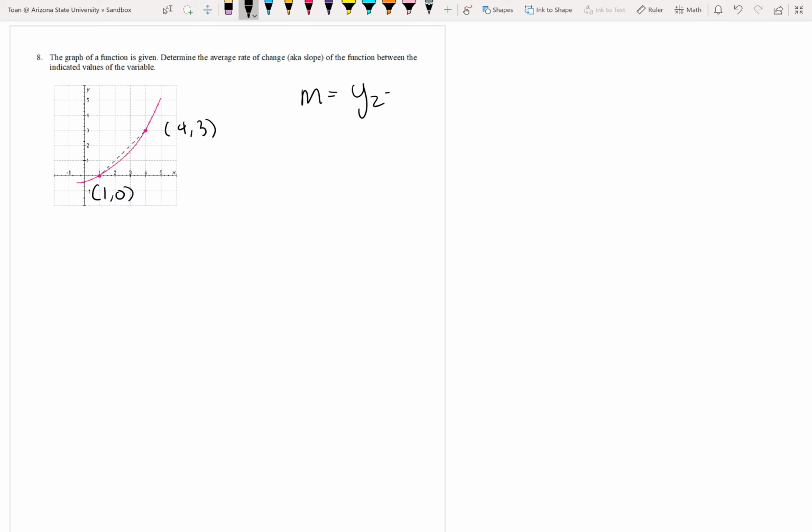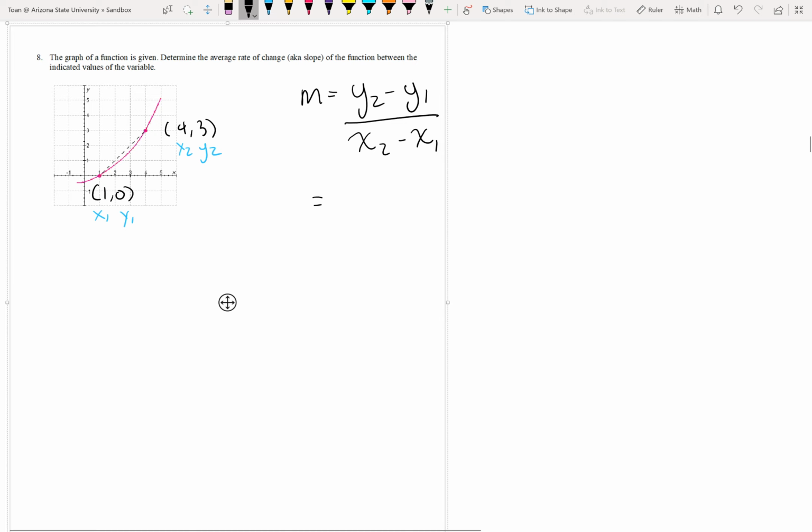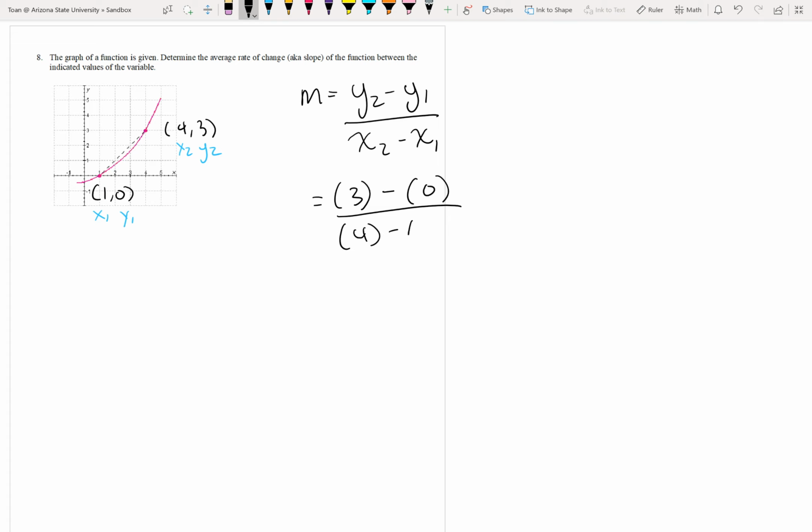M equals y sub 2 minus y sub 1 over x sub 2 minus x sub 1, and then just plug in the points. It doesn't matter which one you call it. Let's call this x1, y1, and x2, y2, really doesn't matter. Y2 is 3, minus y1 is 0, over x sub 2 is 4, minus x sub 1 is 1. So that gives you 3 over 3, which equals 1.